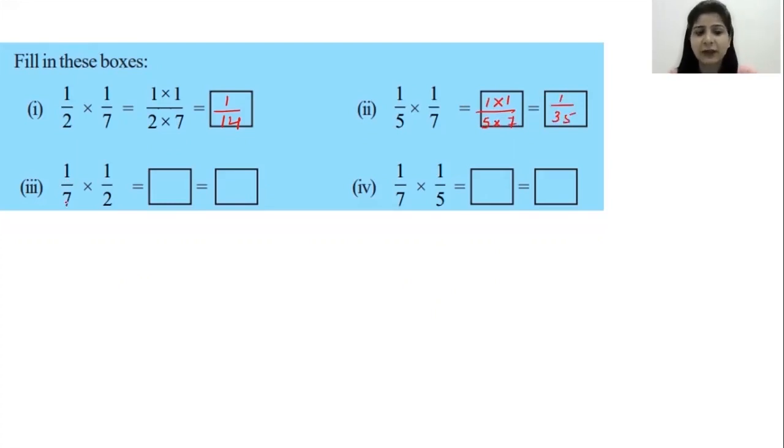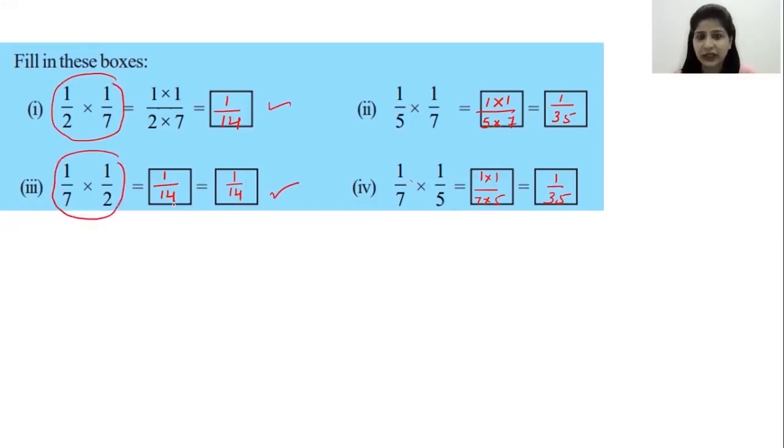Similarly, here we have 1 upon 7 into 1 upon 2. So 1 into 1 is 1 and 7 into 2 is 14. Again we get 1 upon 14. Here we have 1 upon 7 into 1 upon 5. So again 1 into 1 upon 7 into 5, giving us the same answer as the second part, 1 upon 35. What do you observe, students? Are this part and this part equal? I do half of 1 upon 7, or I do 1 upon 7 of half.